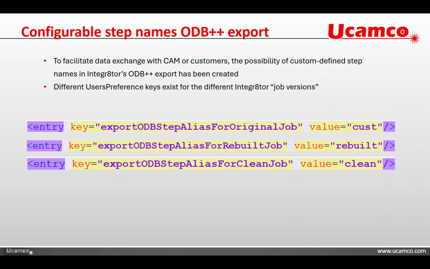Now, although this feature by itself, the step names, is not linked to any license, what you see here, the original job output, the rebuild job creation, and the clean job creation, those are 3 licensed items. Plus, on top of that, the ODB export is also a licensed feature. So before you can make use of this feature, you need to have at least one of these 3, plus the ability to do an ODB output. So that's a little bit different than the other ones that we had so far.